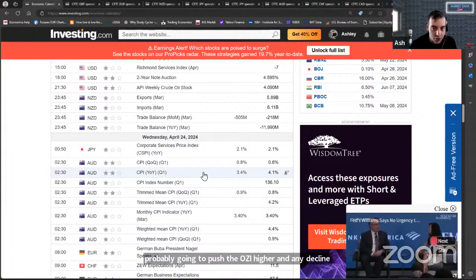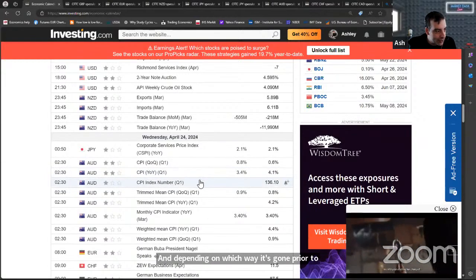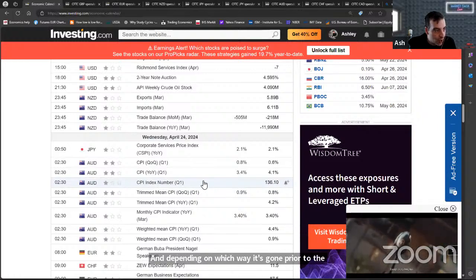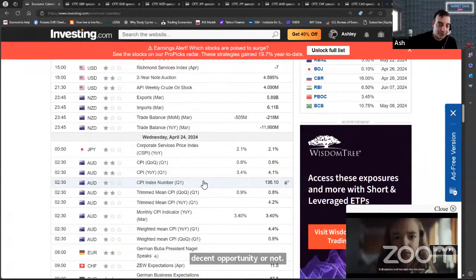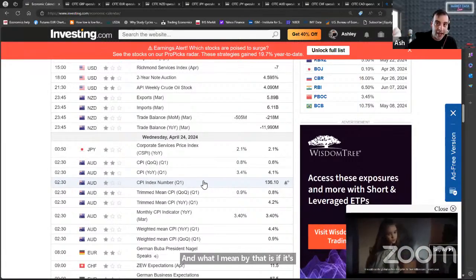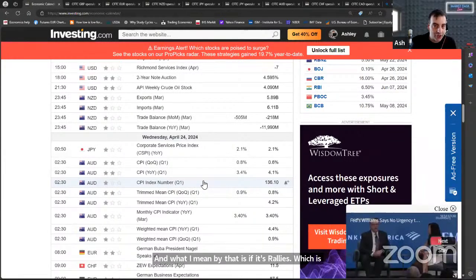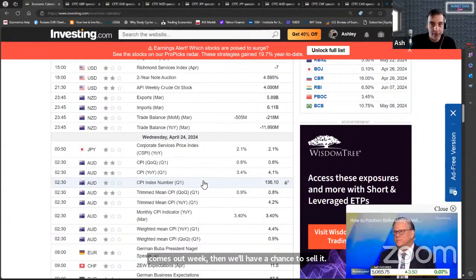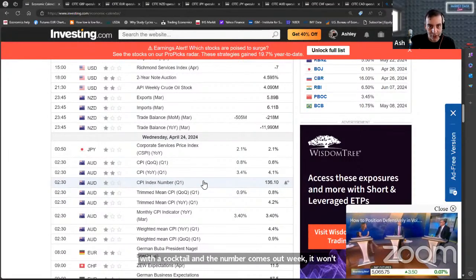And depending on which way it's gone prior to the release will determine whether we're going to get a decent opportunity or not. What I mean by that is if it's rallied, which is against what the COT data is saying, and then the number comes out weak, then we'll have a chance to sell it. But if it's sold off, in line with the COT data, and the number comes out weak, it won't be quite such an easy sell.